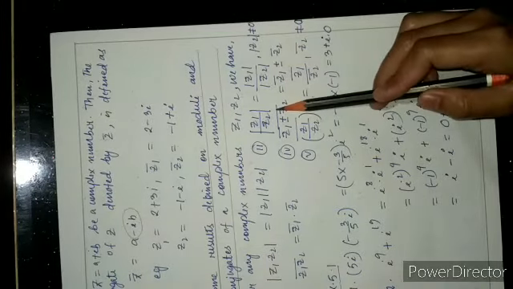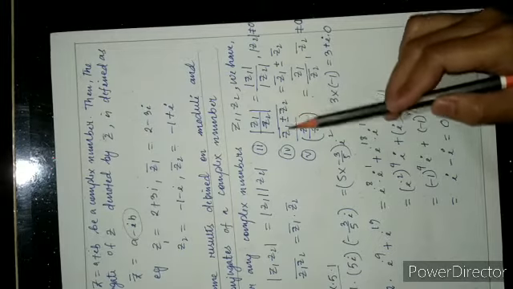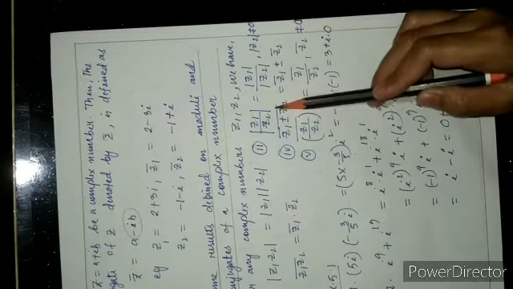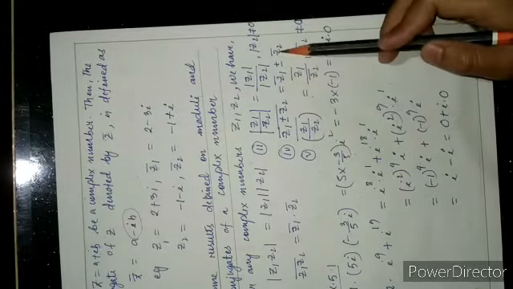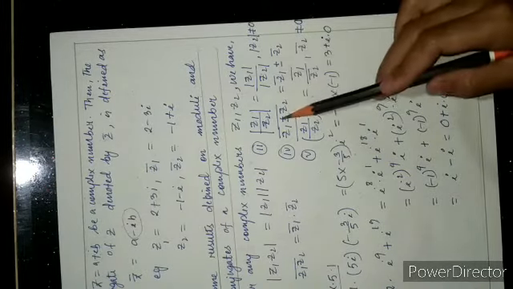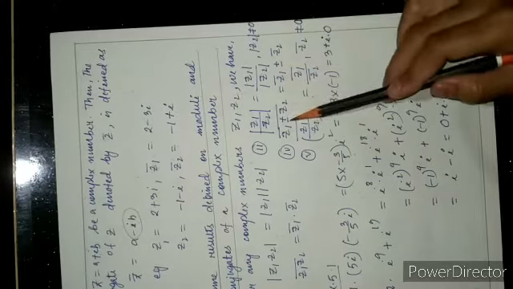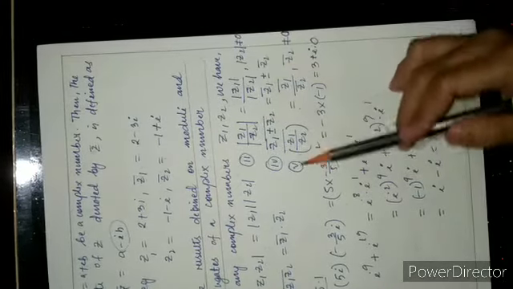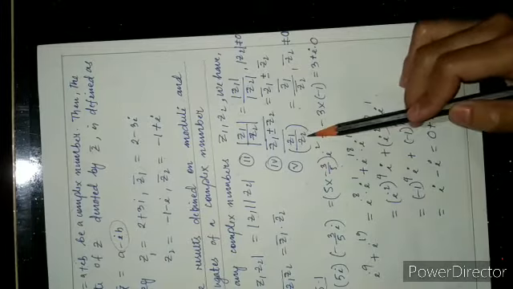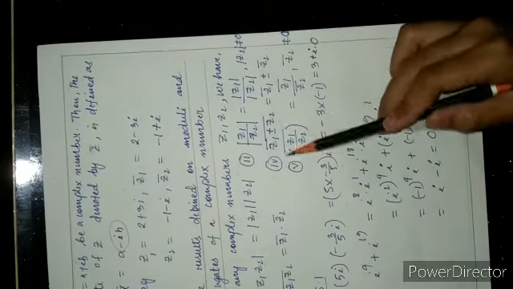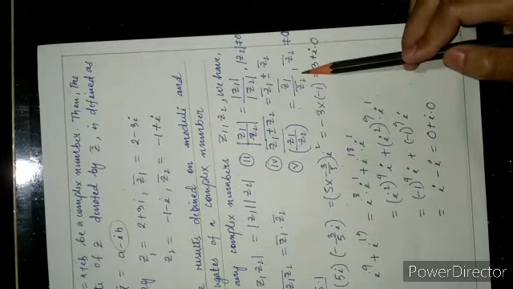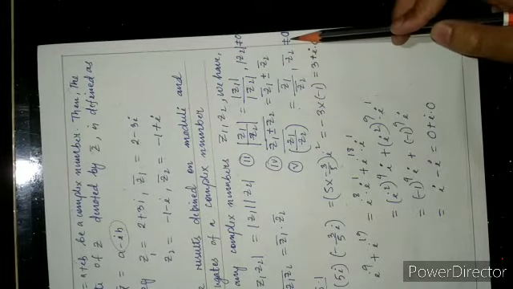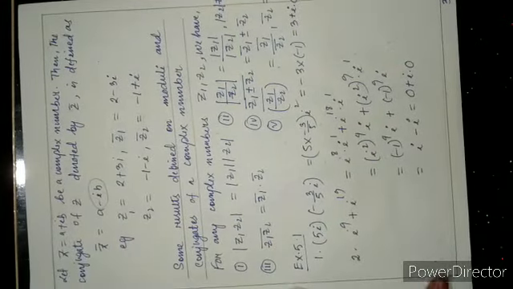Conjugate of z1 plus z2 is the sum of the conjugate of z1 and the conjugate of z2. For Roman number 5, z1 divided by z2 conjugate, whole conjugate, will be equal to z1 conjugate divided by z2 conjugate, but this z2 conjugate cannot be equal to 0.